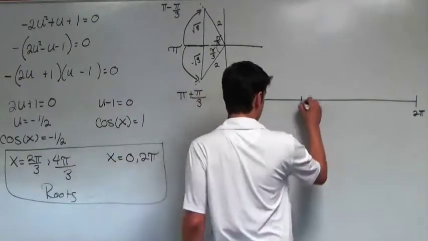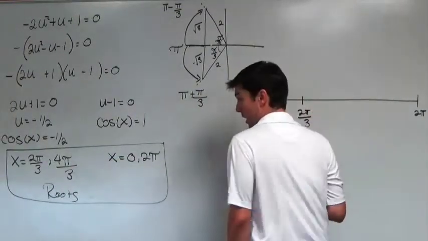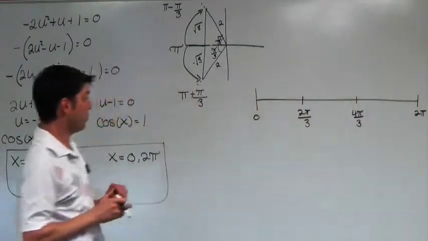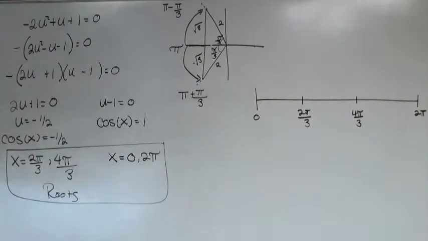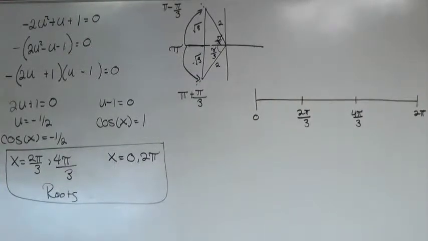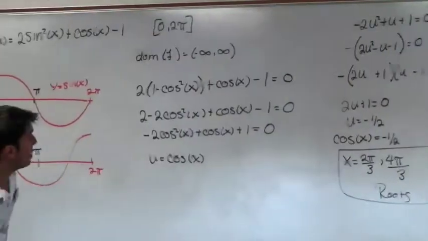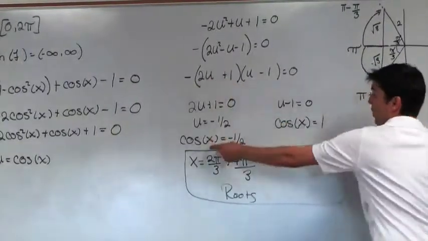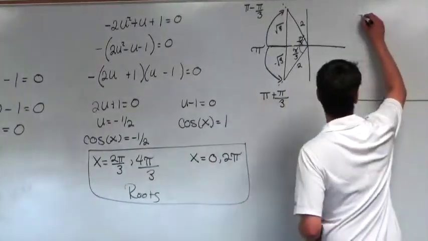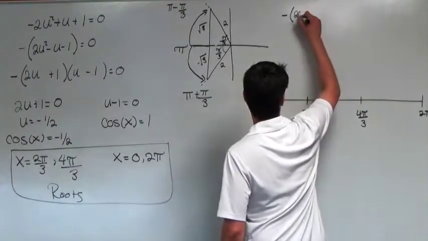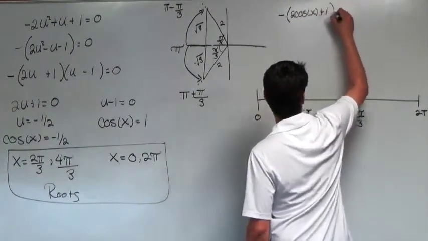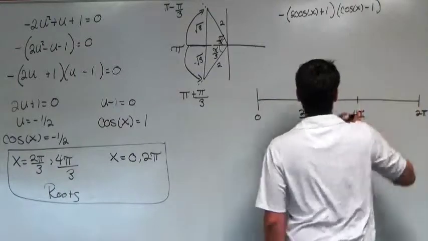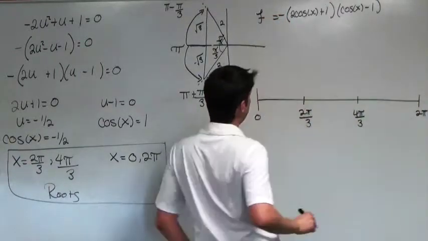So we have 2 pi over 3 and 4 pi over 3. Pick something between 0 and 2 pi over 3. I'm going to choose pi over 2 and plug it in. So let's see. What I'm going to do is go back to the factored form here, but I'm going to replace my u with the cosine. So we'll have negative 2 cosine plus 1 and cosine minus 1. This is the factored form of our function.